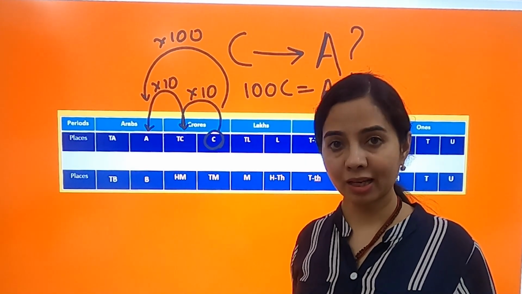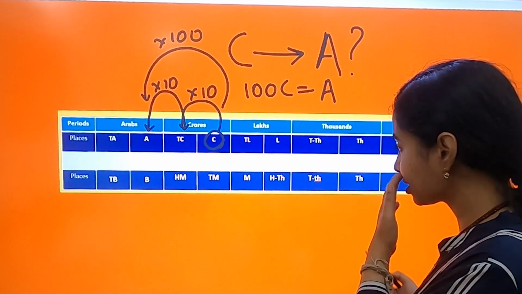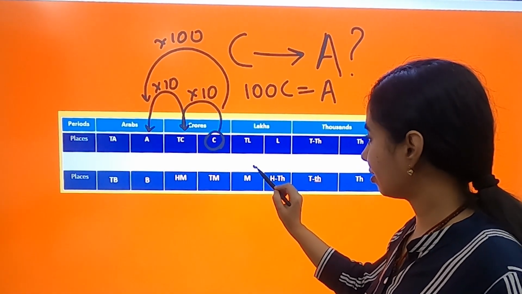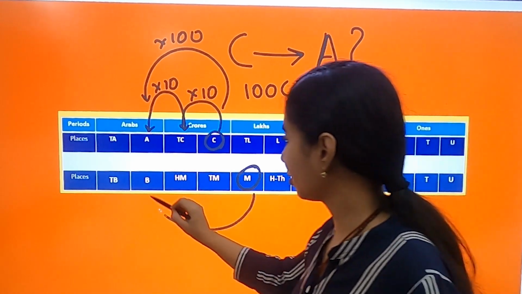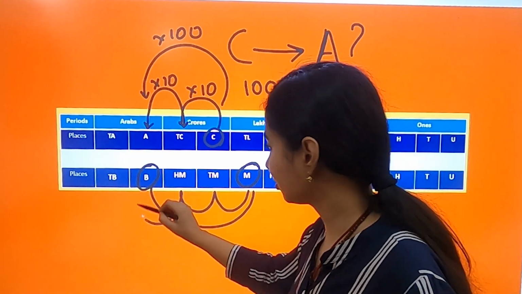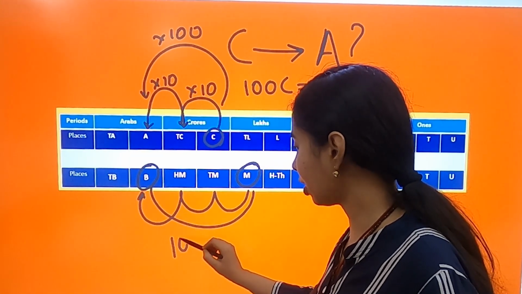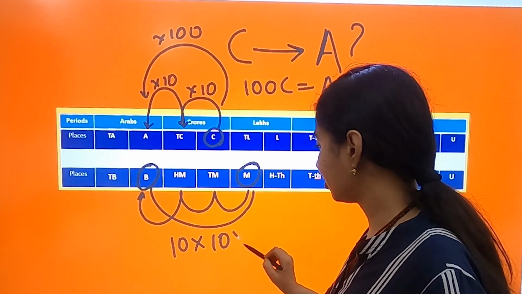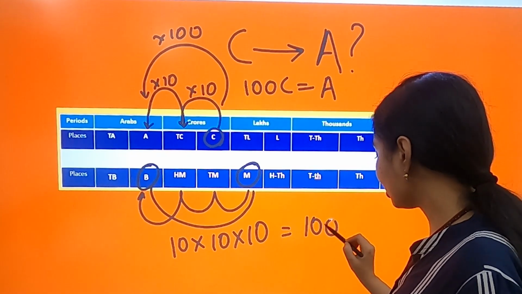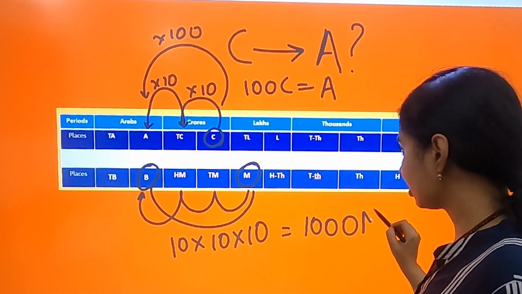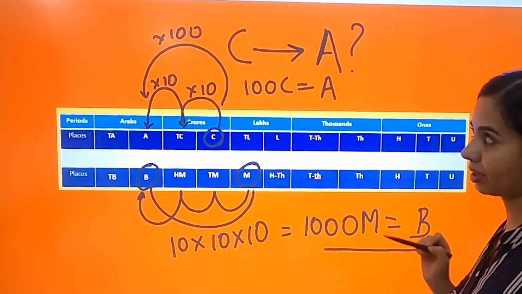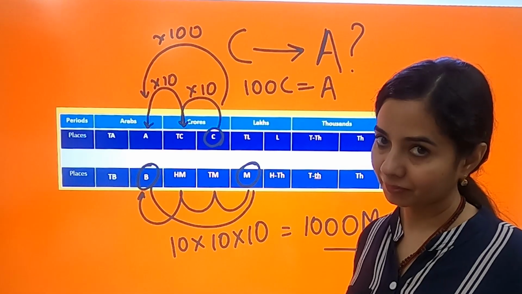Similarly, we can compare other numbers also. Suppose someone is asking you how many millions are there in 1 billion. So you'll see 1, 2, 3. So 10 is getting multiplied how many times? 3 times. So we'll say there are 1,000 millions in 1 billion. Simply, this will be your answer. You got it?